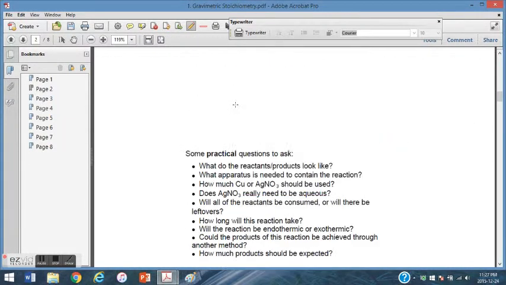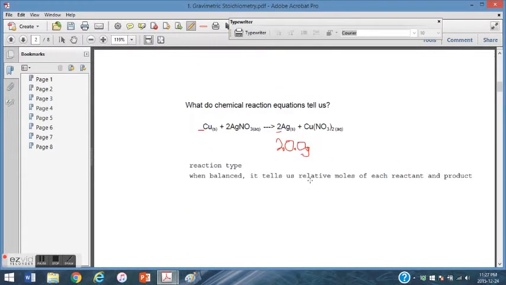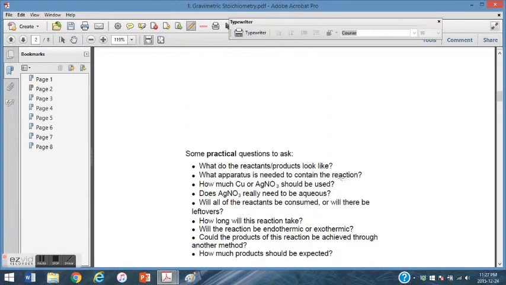So now when we look at a chemical reaction, we do have to ask some practical questions. What do the reactants and products look like? What apparatus is needed to contain the reaction? In the case of this one here, we have solid and aqueous stuff. So we don't have to worry here about containing gases. What if it's producing gases and we need to contain those? Well, we need a different type of apparatus. As soon as we see gases and we're trying to contain those, we need a much more sophisticated apparatus in order to hold on to them.